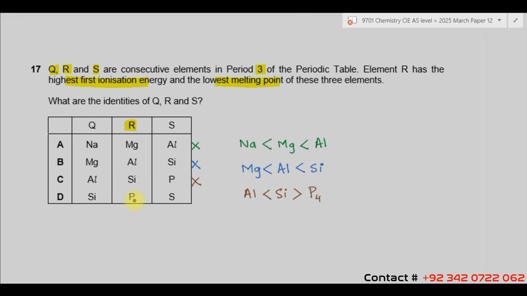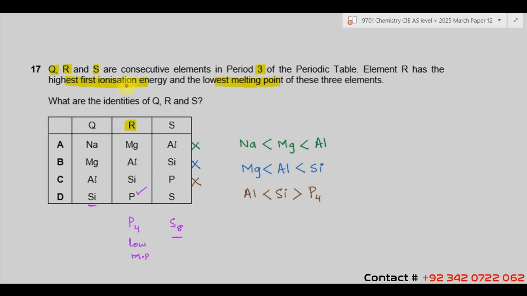So let's see why melting point is lower, and let's see why it has the highest first ionization energy. In D, we have silicon. Silicon is giant covalent, so it has the highest melting point. Phosphorus molecules are made up of 4 atoms. Sulfur molecules are made up of 8 atoms. So there are more intermolecular forces of attraction or more van der Waals forces in sulfur as compared to phosphorus. So phosphorus melting point will be low.